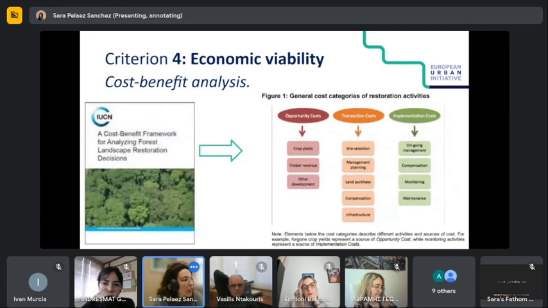So if you want to know more about how to do a cost-benefit analysis, IUCN has this document. I think it's quite useful. You can find it online, Google it, and it's easy access. And in this document, you have this infographic on the cost categories on a specific intervention, landscape restoration decisions. And you will have the same thing for the benefits as well. I think it's quite useful, and you can get it for inspiration in your own NbSs.